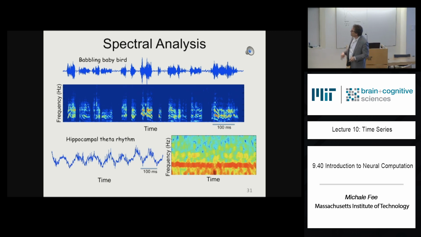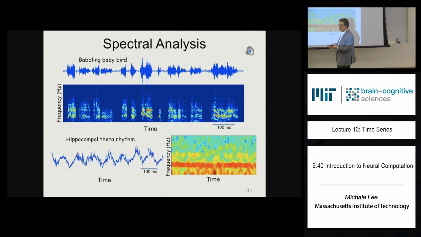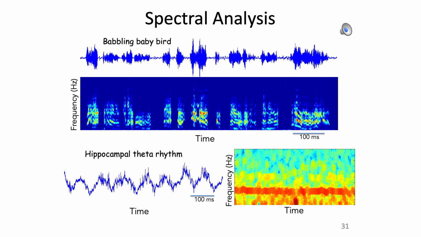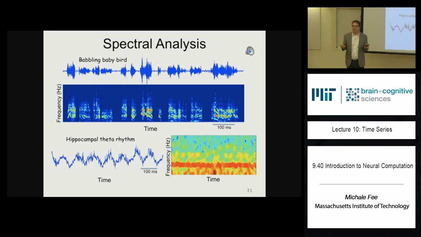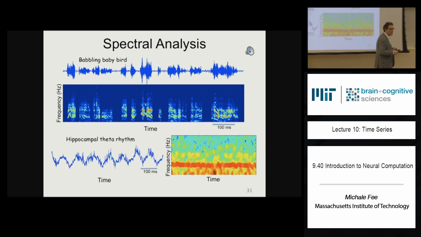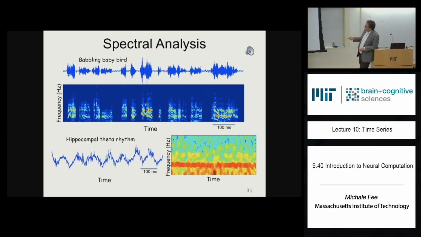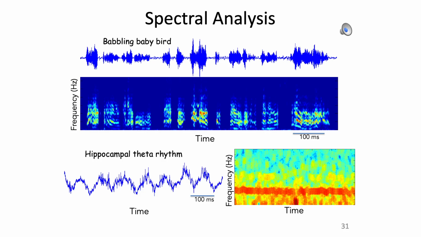This is a rhythm that's produced by the hippocampus. Whenever you start walking, your hippocampus starts generating a 10 hertz rhythm. When you stop and are thinking about something or eating something, it stops. As soon as you start walking, 10 hertz rhythm. And you can see that rhythm often in neural signals.